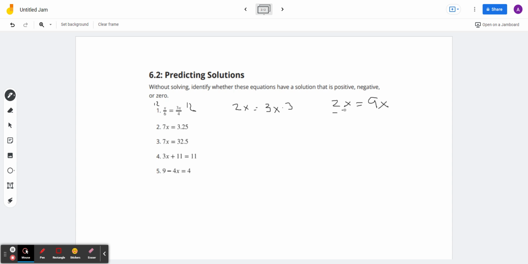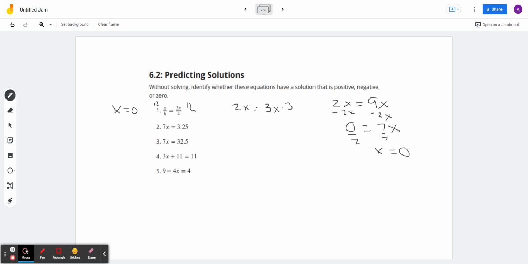I'm going to subtract the 2x from both sides. And we would get 0 here because 2x minus 2x is 0. And then 9x minus 2x is 7x. To undo 7 times x, you divide both sides by 7. So you would get x is equal to 0. So here we have x equals 0.